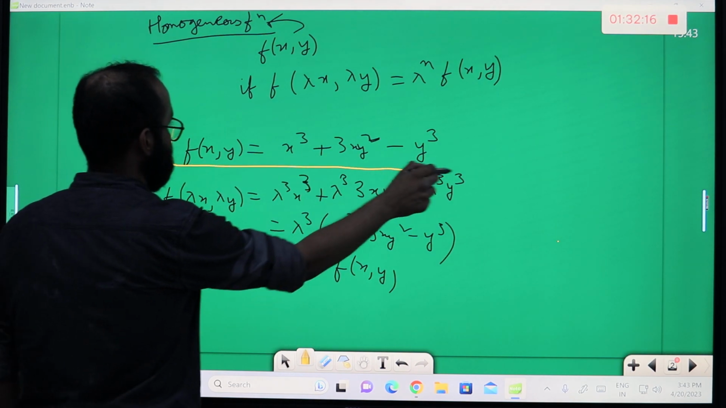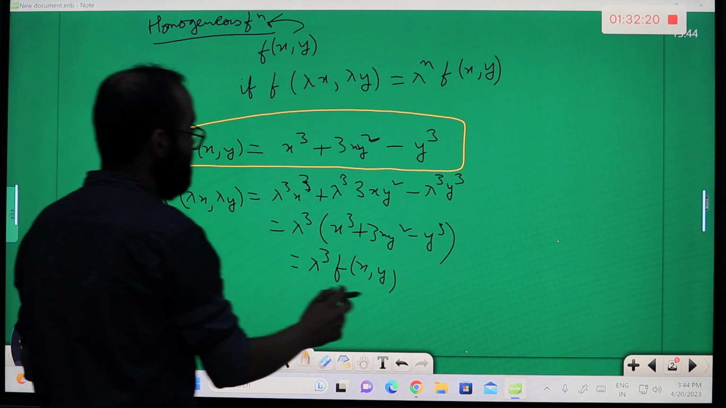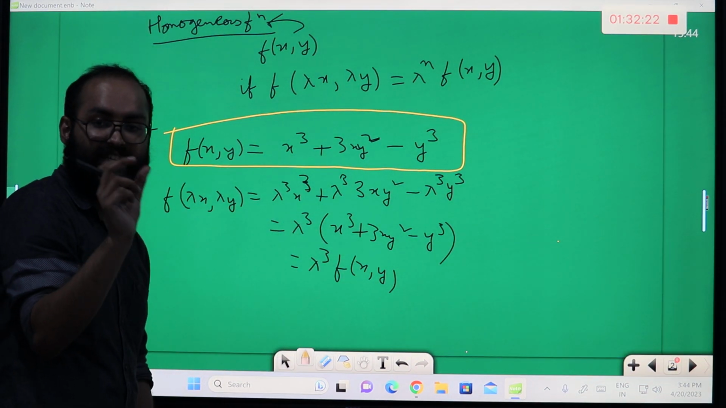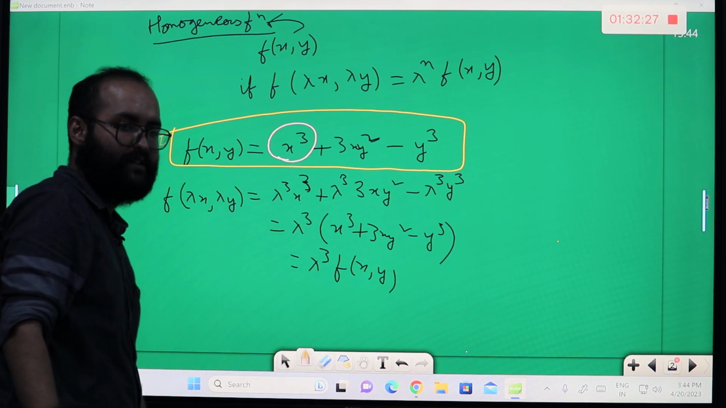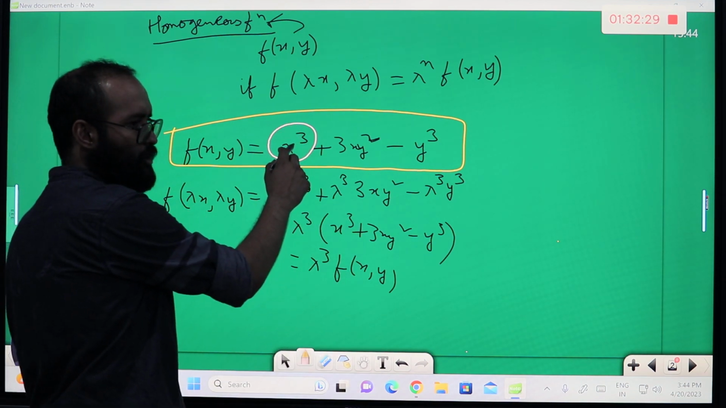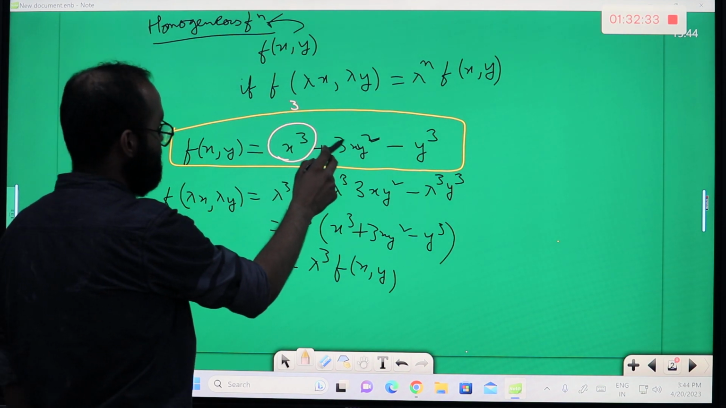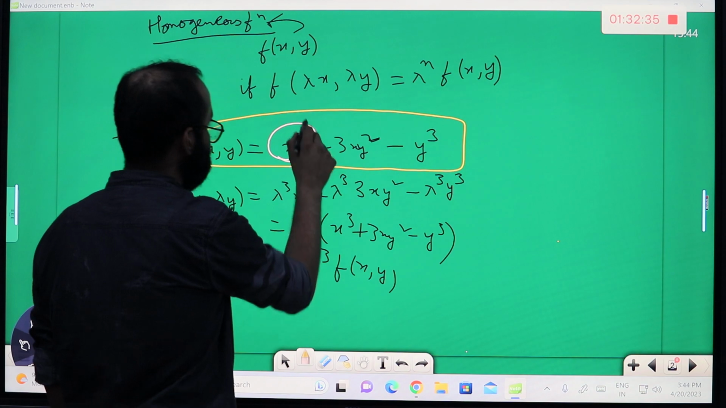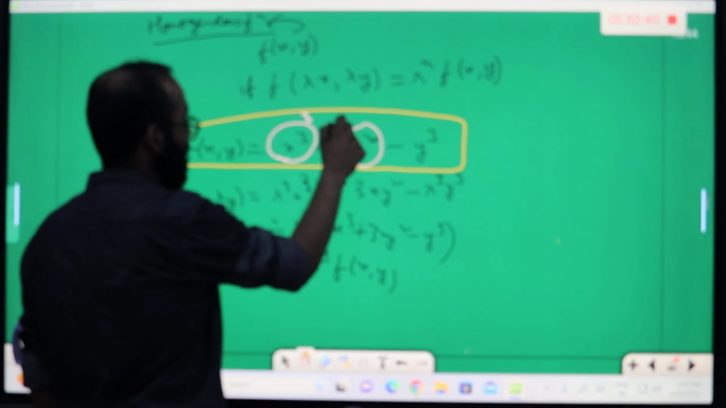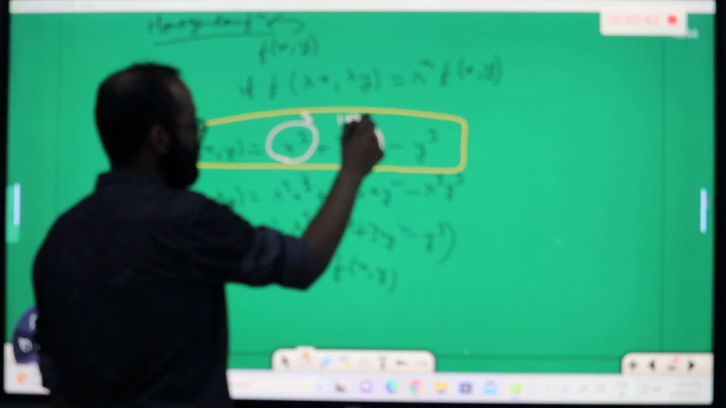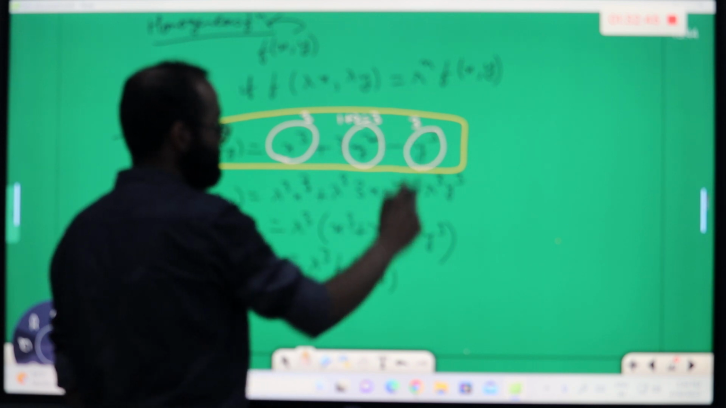Look at your given function, and now look at each term. In the first term, what is the power of the variable? Bharat, power of variable? In the second term, what is the power of variable? X power is 1, Y power is 2. 1 plus 2? Third term, what is the power of variable?